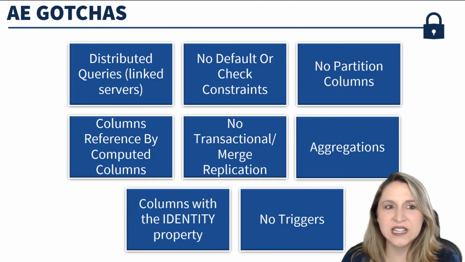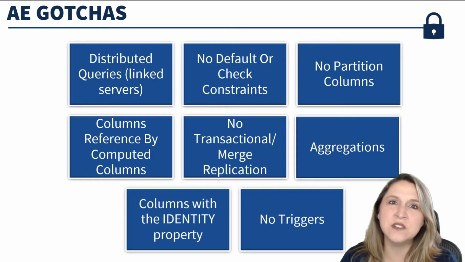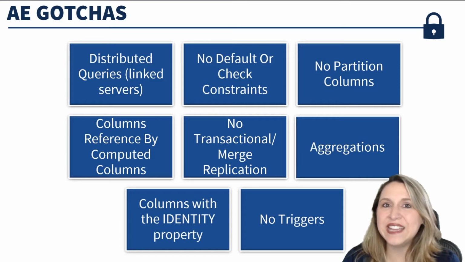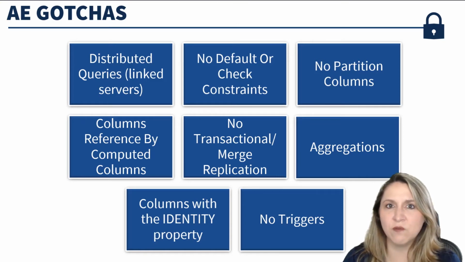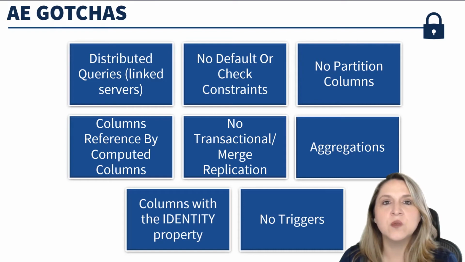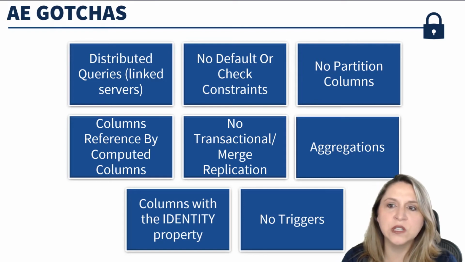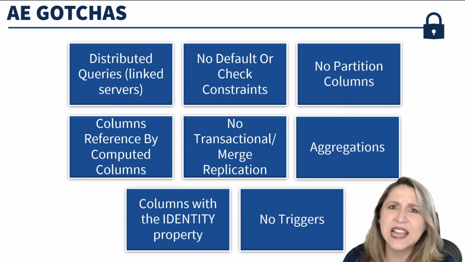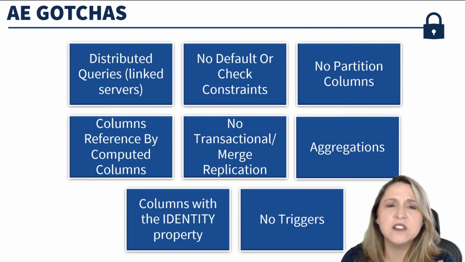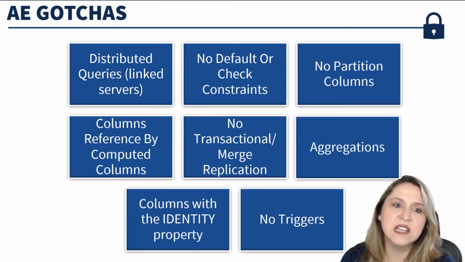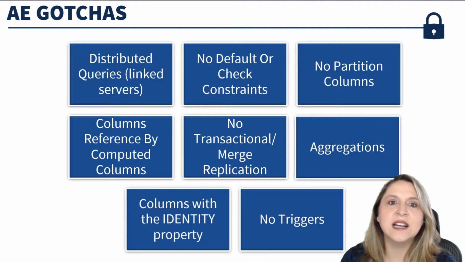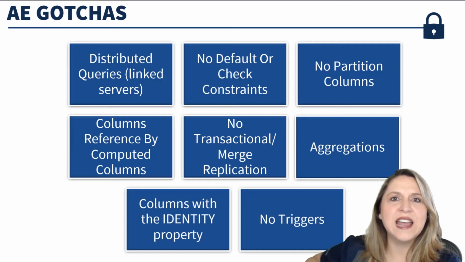There's no distributed queries, so there are no linked servers that can be used with Always Encrypted. No triggers, no identity columns. You cannot index columns on randomized encryption, the data encryption type that we talked about earlier. There are only certain data types available to do that. Microsoft gives us really great documentation on this, so you can go look at their docs to see all of the gotchas, but I want you to look at these main ones because a lot of these create roadblocks and actually stop us from using Always Encrypted.